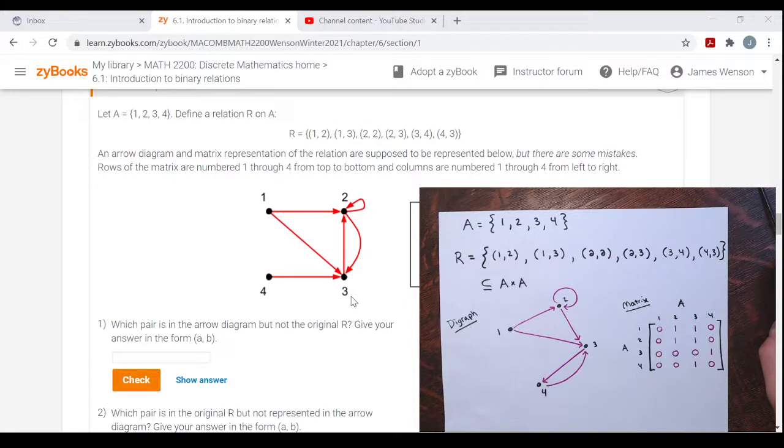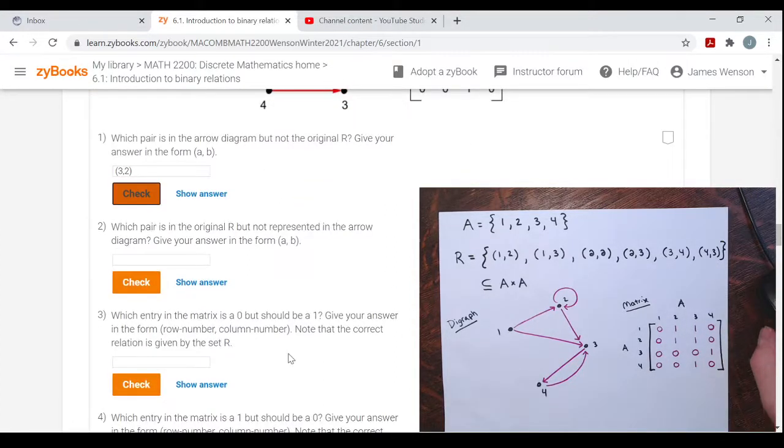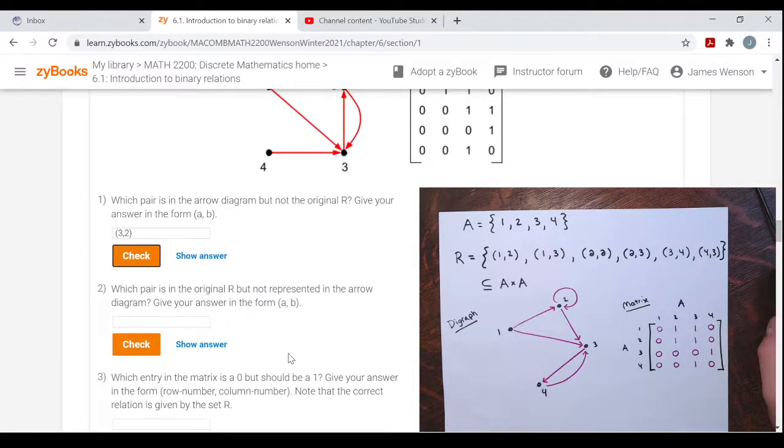So let's see, which of these? See, they got 3 to 2. They got an arrow from 3 to 2. There's no ordered pair 3 to 2. So which pair is in the arrow diagram, but not in the relation? The ordered pair 3 comma 2, right? They want you to enter it as 3 comma 2. So let's check that and say it's correct. And that's in the arrow diagram, but not in the relation.